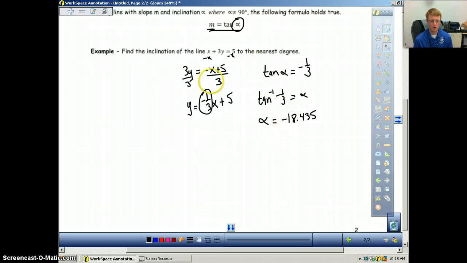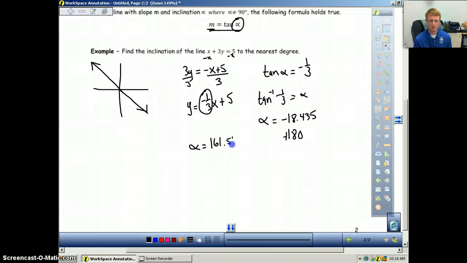So what we would need to do is we would need to look on our unit circle, and we would need to figure out where would we get another line. So negative 18.435 for our angle would be down here, but again, that line would be continuing on through to the other side. So what we would do to figure out what the actual inclination is we would just add 180 degrees to this. So if we added 180 degrees, that would give us our true inclination. Or we could do 180 minus that. It doesn't really matter. But either way, our inclination ends up being 161.565 degrees.